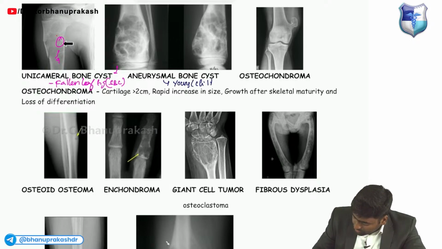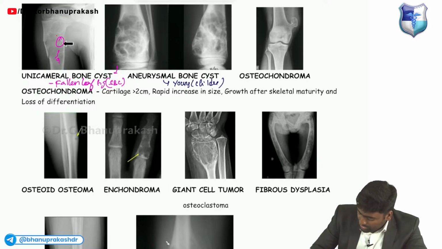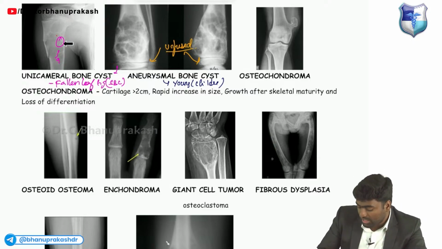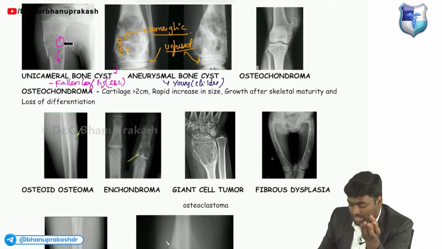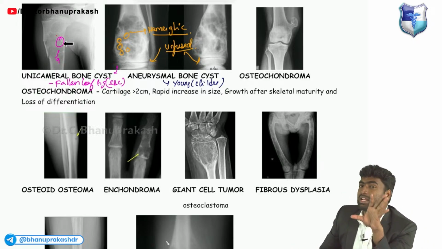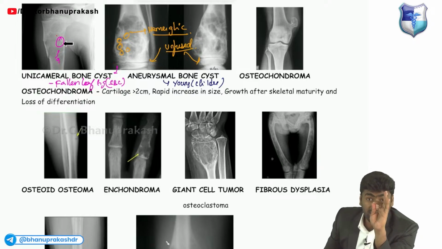So if you see, the growth plate will be unfused. If there is an unfused growth plate along with multiple cystic lesions, these are hemorrhagic. Hemorrhagic means filled with blood. So this is aneurysmal bone cyst. It is made up of blood, and this happens in a young individual.